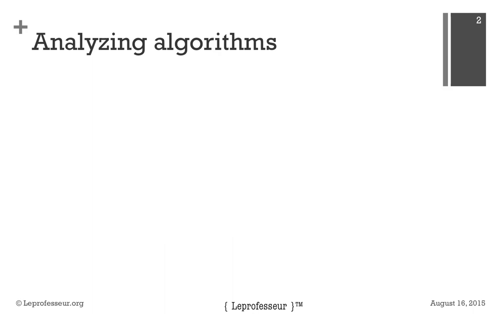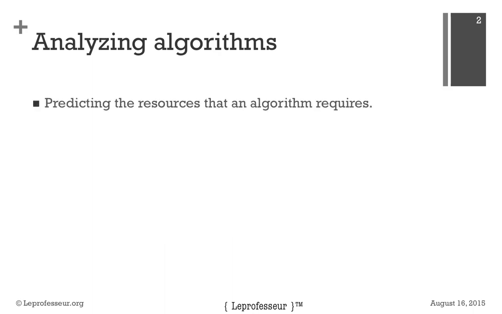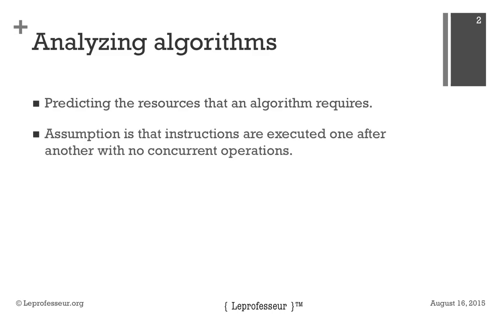What do we mean by analysis of algorithms? In a simple way, we want to know, or we have some kind of expectation, how much memory our program is going to take and how long our program is going to run. Essentially, by analysis we mean predicting the resource requirements and the time requirements for an algorithm to execute.